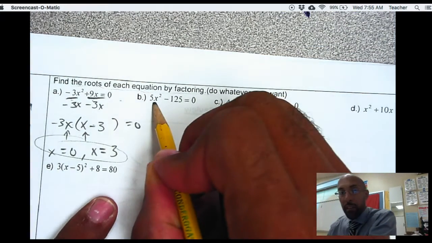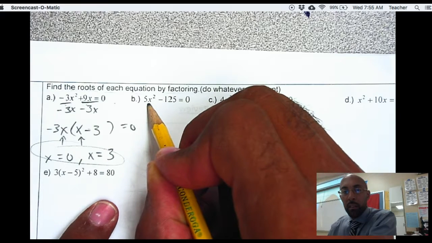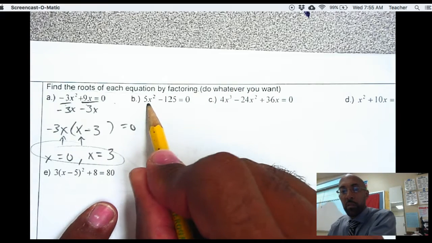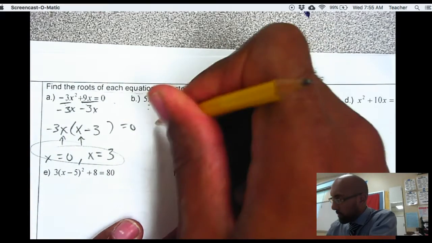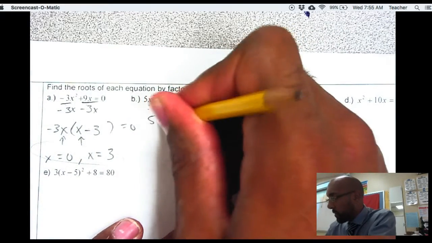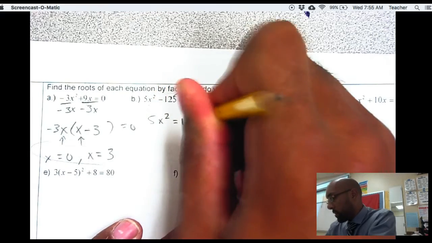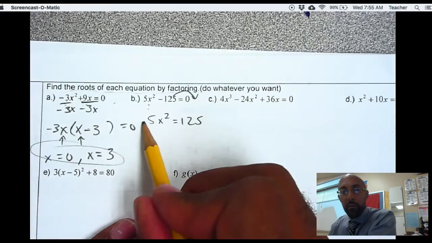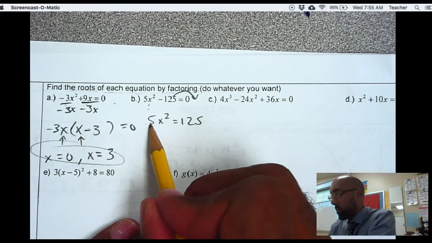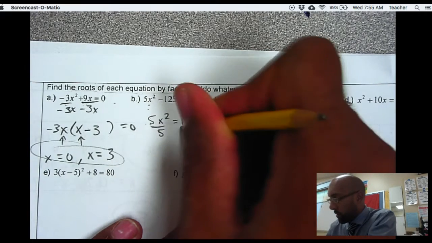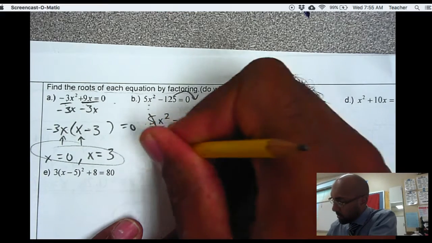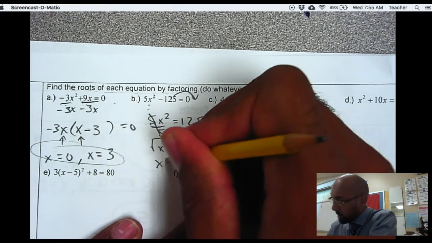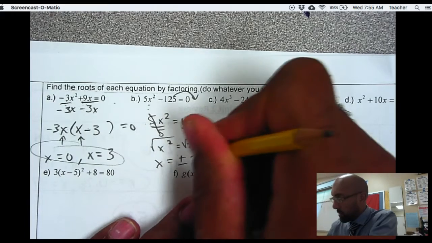Notice that I have just x squared on this side. If I have only x squared in the whole equation, I know I can do square roots. So first I'm going to move this 125 to that side. It's negative 125, so now it becomes positive. To do square roots, I need to have this number be 1, so I have to get rid of that 5. Divide it. x squared equals 25, and just square root. You guys can see right away that it's going to be plus and minus 5.